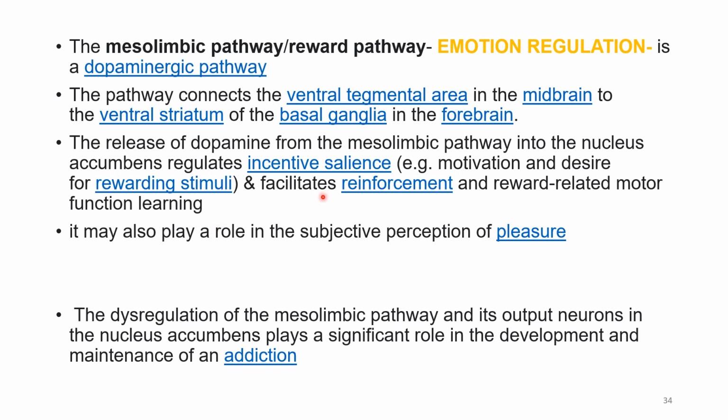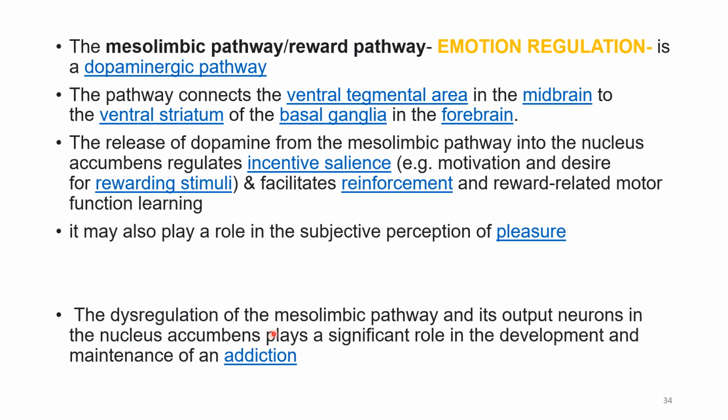So if you give any reward or any prize to a person, the person will do more work. So it is through the mesolimbic pathway, because of the release of dopamine. This function is called incentive salience, that is motivation and desire for rewarding stimuli. So they want to do more work and they want to get more rewards. And it may also play a role in subjective perception of pleasure.